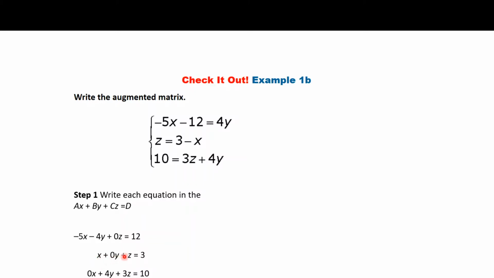So x plus 0y, again, plus z equals 3, and 0x plus 4y plus 3z equals 10. So I hope you got all of your x's, y's, and z's. And notice you have to keep it in the x, y, z order.